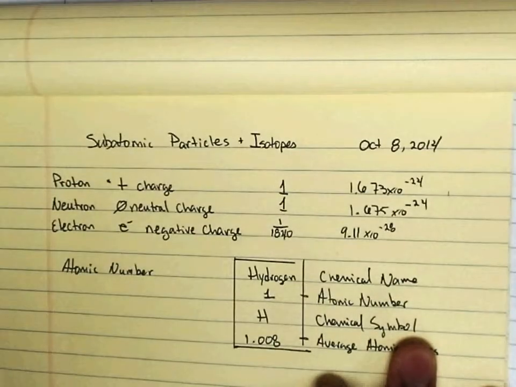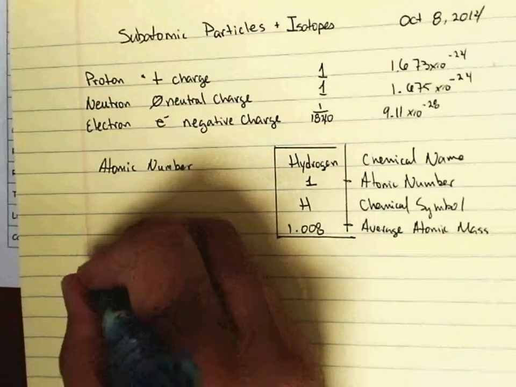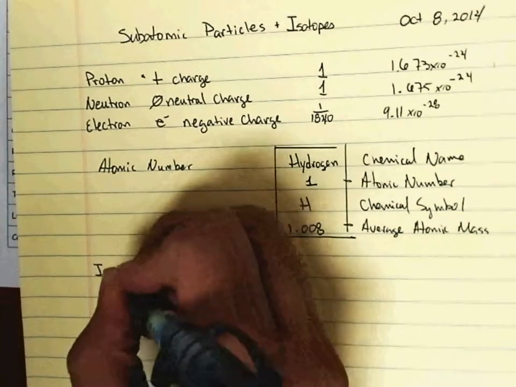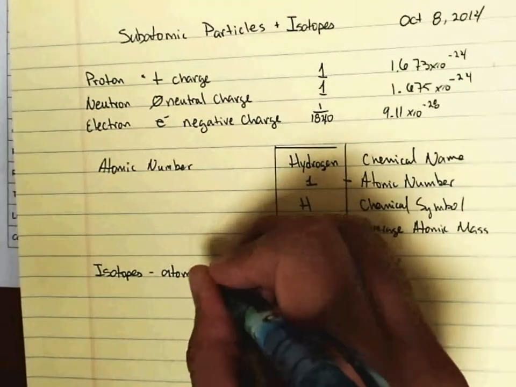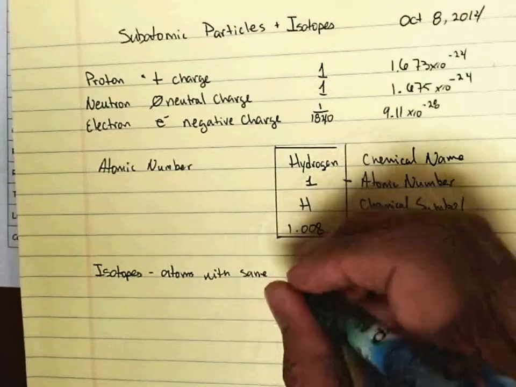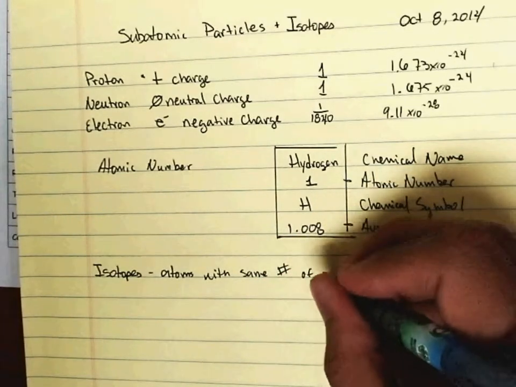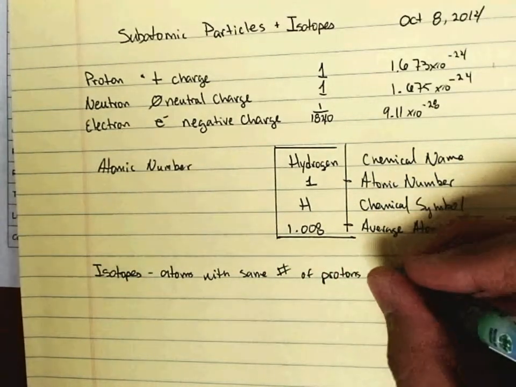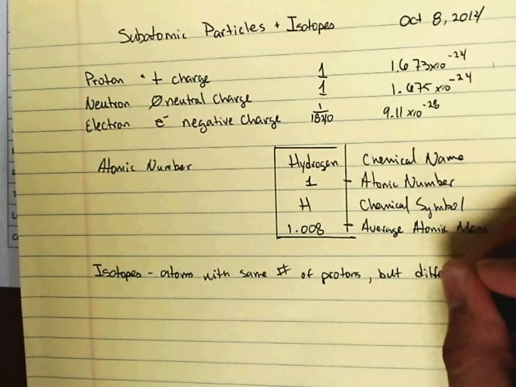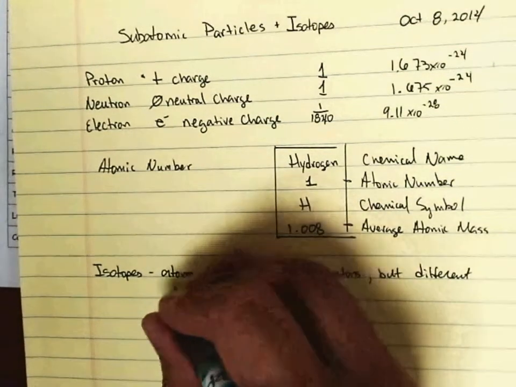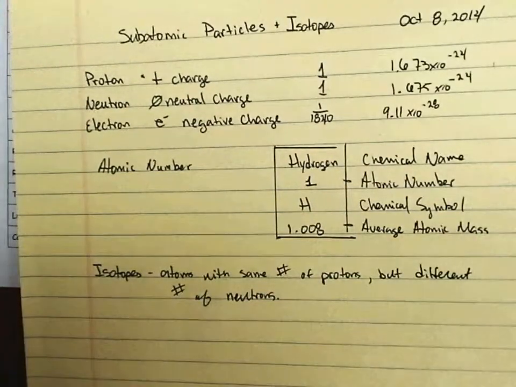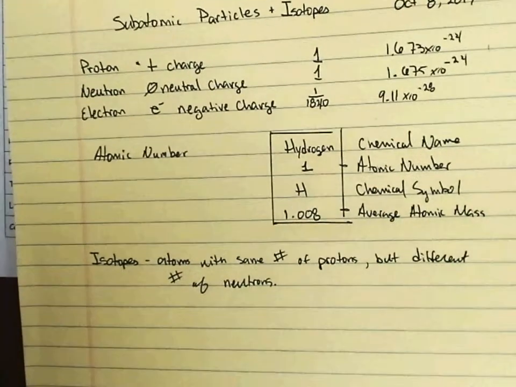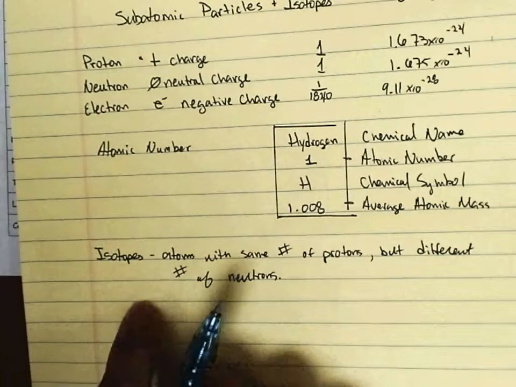So it's called subatomic particles and isotopes. So let's get to our isotopes. Our isotopes, they're basically atoms with the same number of protons but different neutrons. So it's an atom with the same number of protons but a different number of neutrons. So this will make it heavier, lighter, it depends, usually heavier. That's what our isotope is.